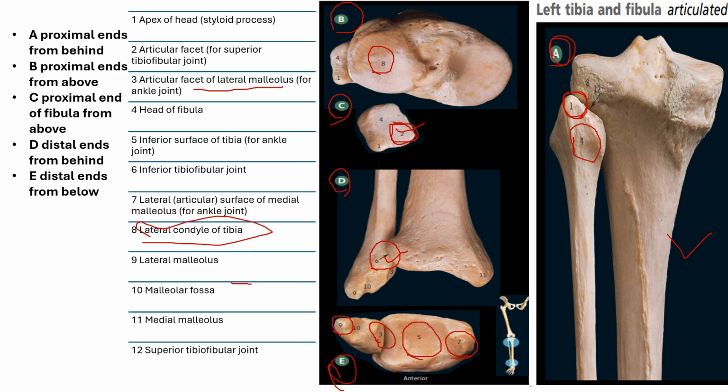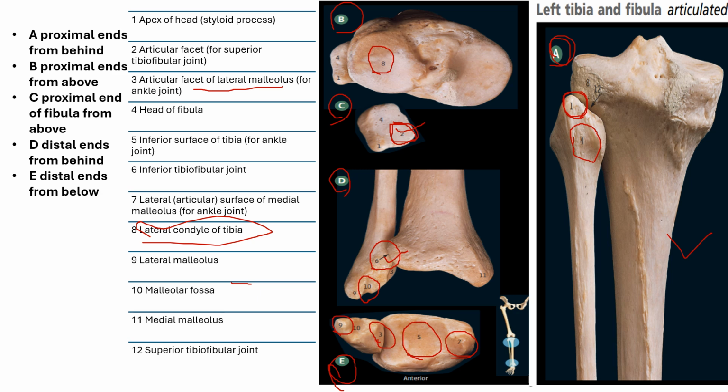The 10th one, the malleolar fossa. The malleolar fossa is generally a structure from where the muscles or nerves will pass. Okay. So the malleolar fossa is a small depressed area located on the medial surface and provides attachment for the posterior talofibular ligament and the inferior transverse talofibular ligament.